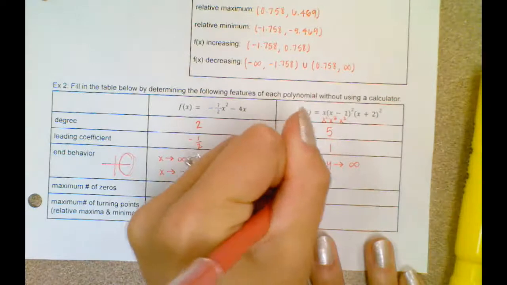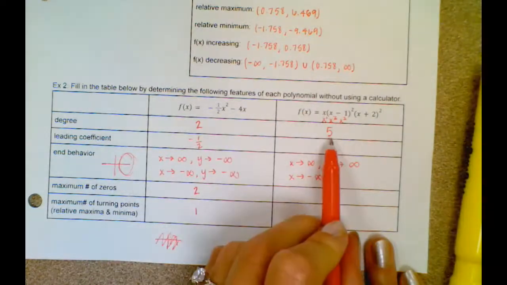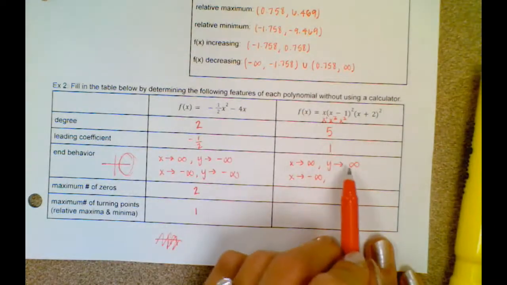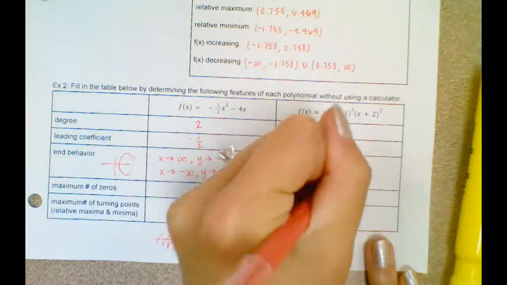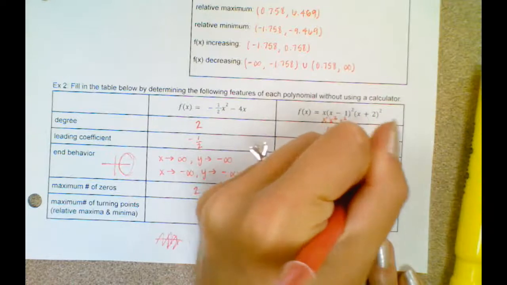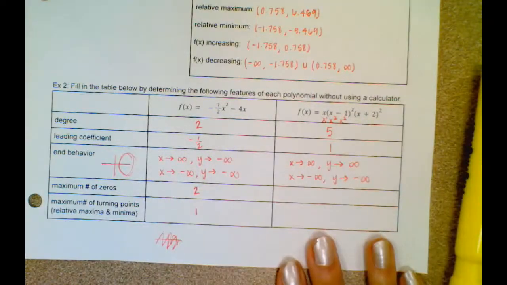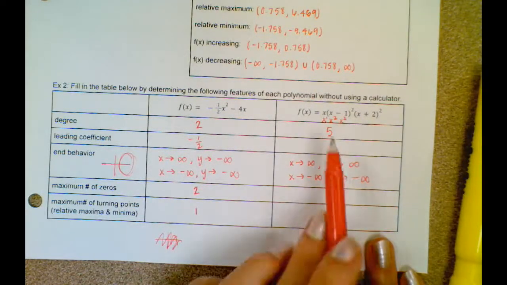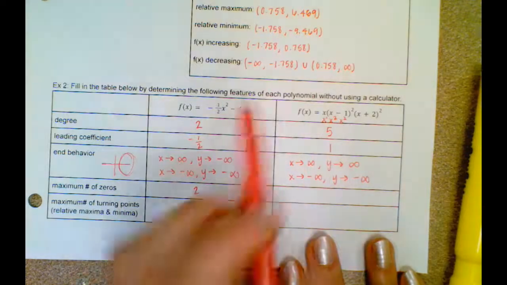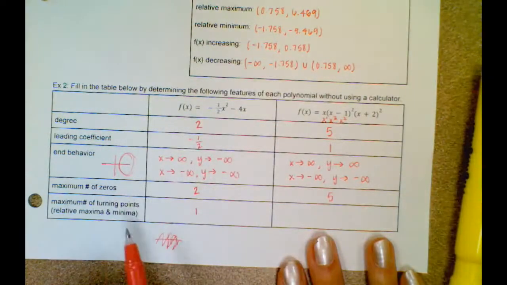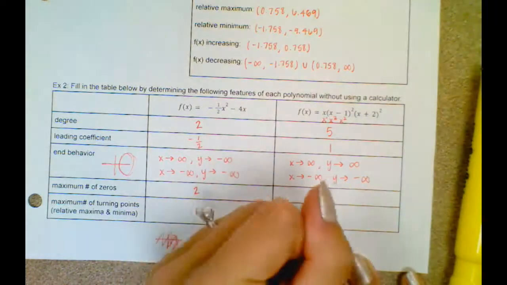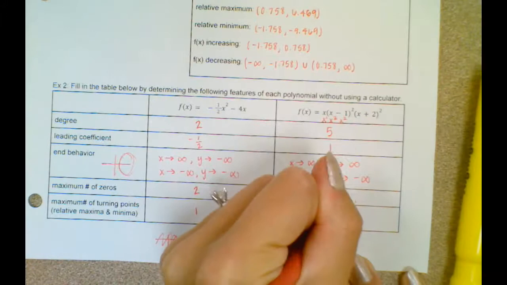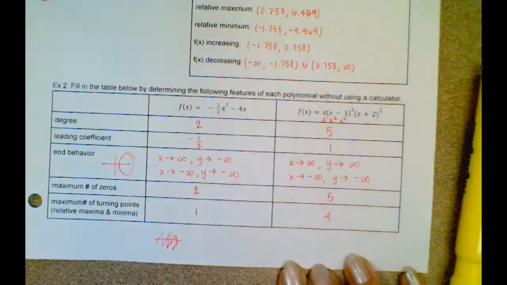And as x goes to negative infinity, this is an odd function, so that means that the y values are going to point in opposite directions. Remember, odd, opposite. So these y values are going to go towards negative infinity. Maximum number of zeros would be 5. It just matches the degree. And then the maximum number of turning points now, well, if I have 5 roots, it's just going to be 1 less than it. So the maximum number I can have is 4.